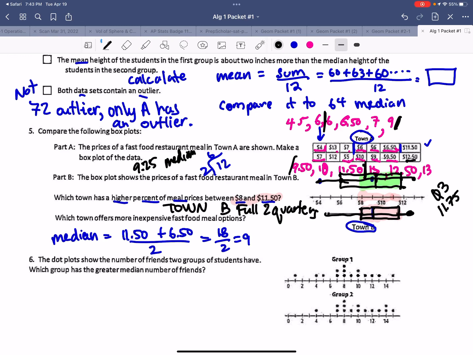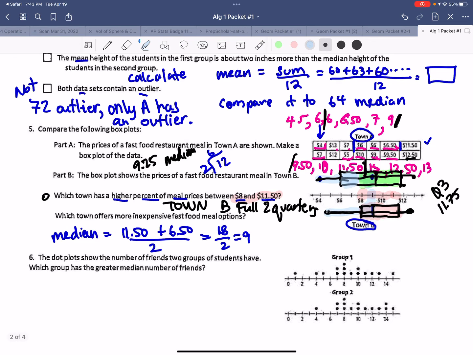All right, the next question is, which town offers more inexpensive food? So cheaper food. So what is cheaper food? Well, half of their food is less than $9. Here, half of their food is less than $9.25. However, it looks like this has more food in this lower price range. Here, this has more in the upper. So we're going to say town A. Town A.